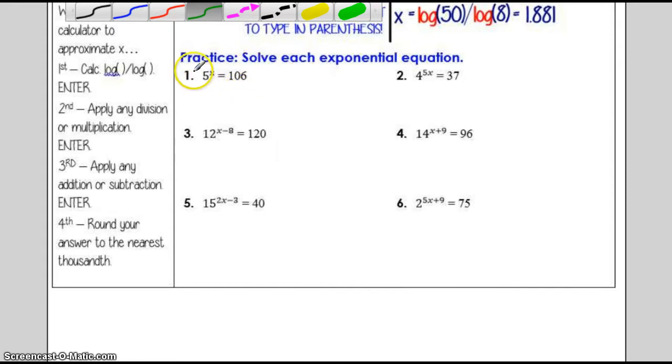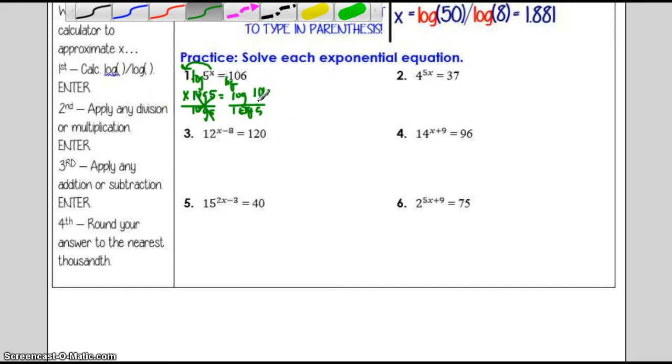So what we're going to do is the log, and I'm going to just write the log in there for both sides to save us some space. So what we're going to do next is move that x out front. So we have x log 5 equals log 106. And then we're going to divide by log 5. Divide by log 5. So that's going to get us just x alone.